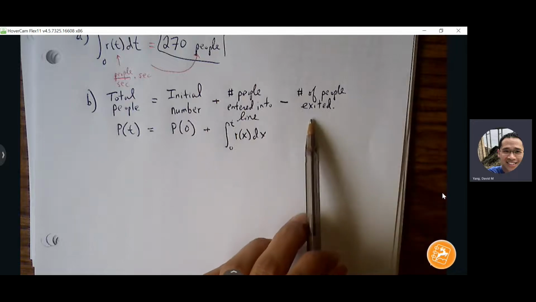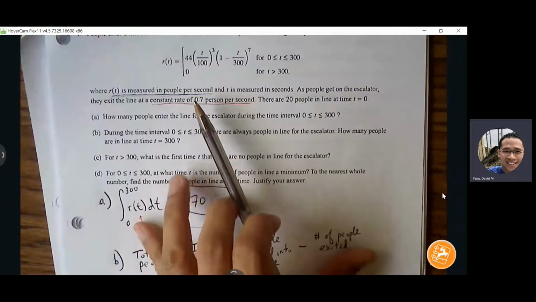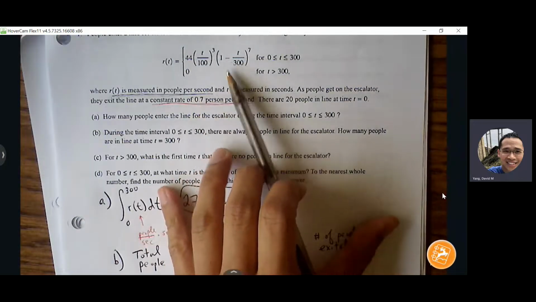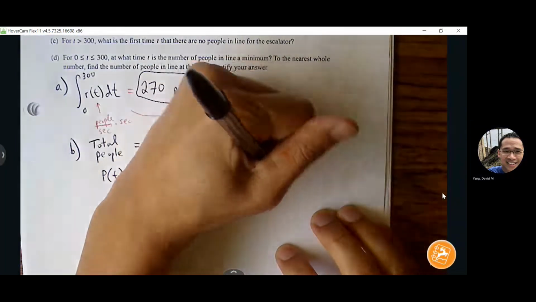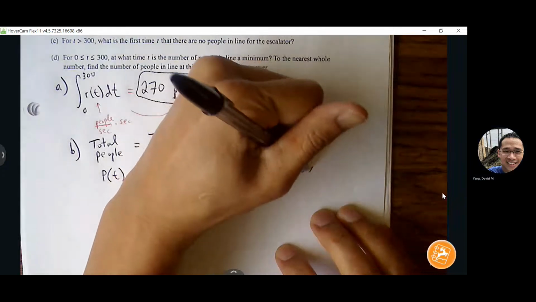Now, the number of people exited is also a rate that we have to take the integral of, but the rate is a constant rate, so it's 0.7. It's not as complicated as this r of t. So it's just the integral of 0.7. We have a rate of 0.7 people per second.